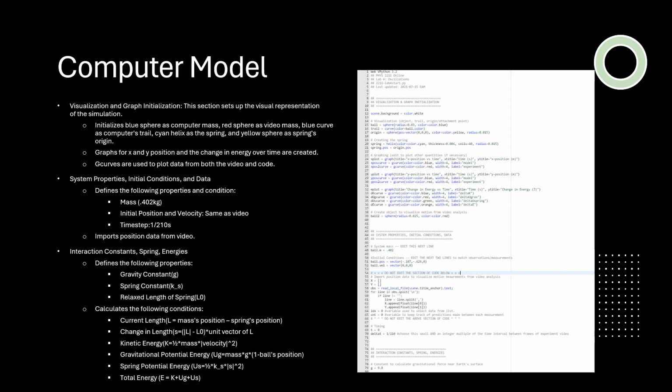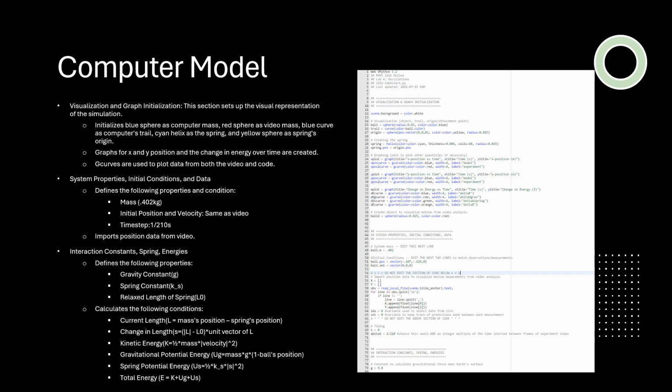Then there is the system properties, initial conditions, and data section, where it defines the following properties and conditions: the mass of the object, the initial position and velocity, which are the same as the video, and the time steps. It also imports position data from the video.